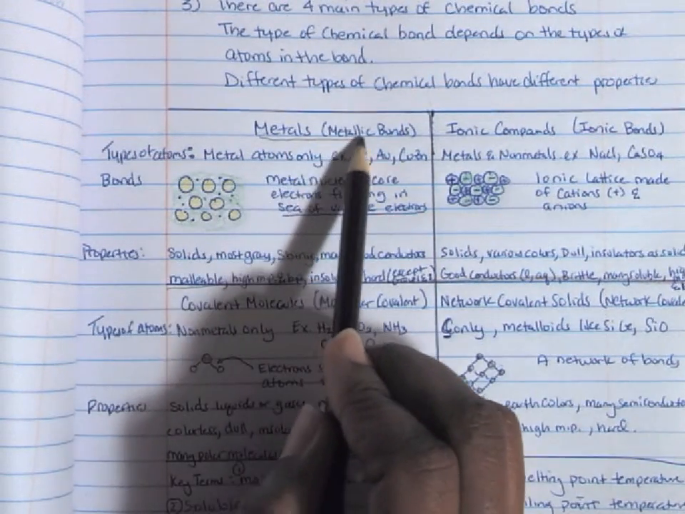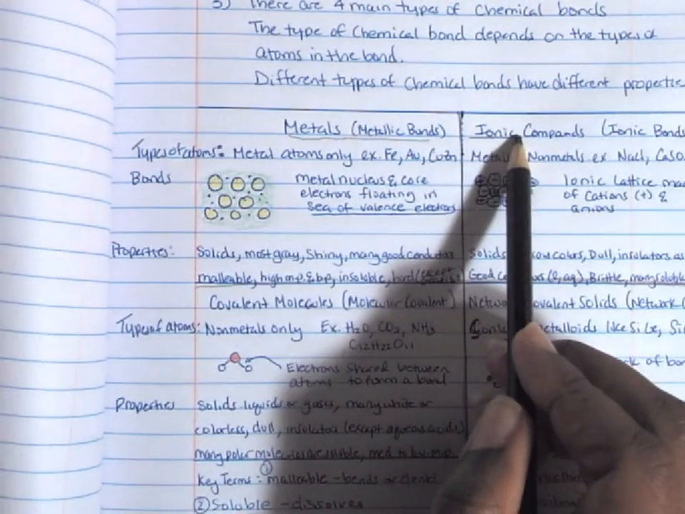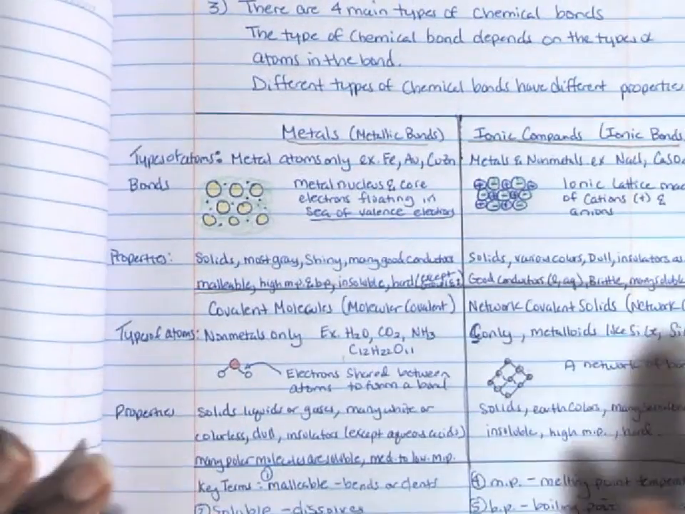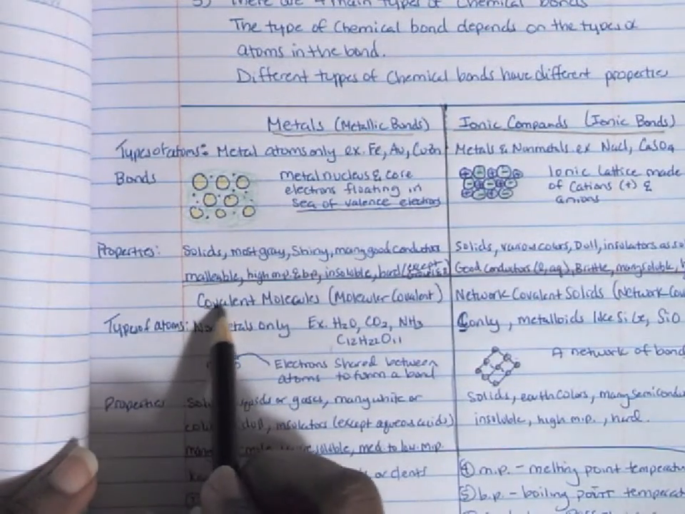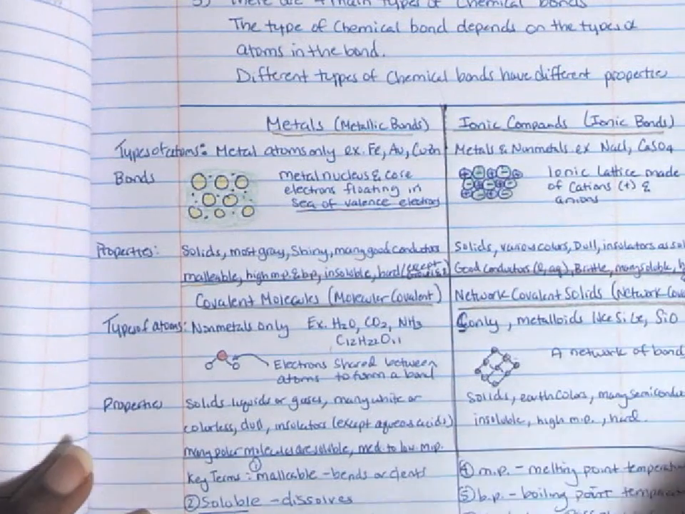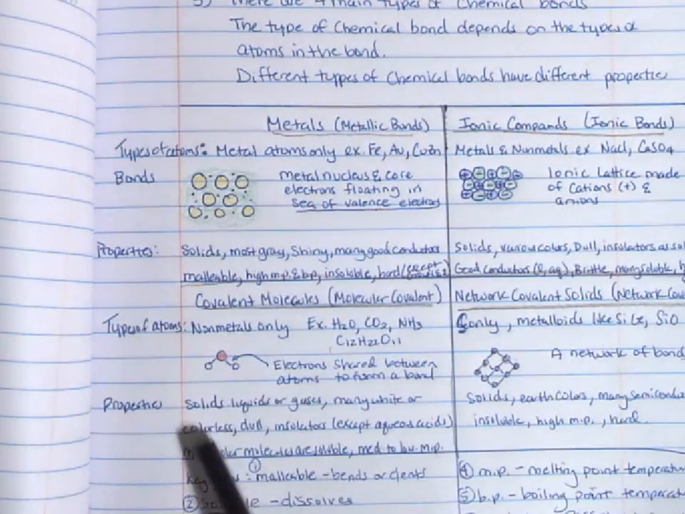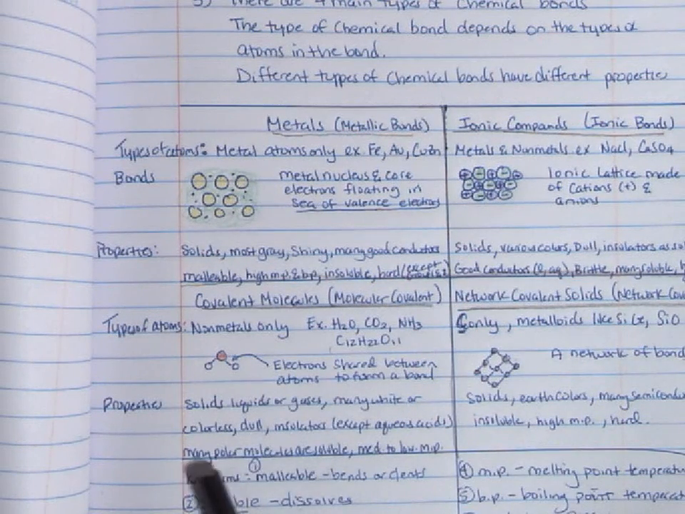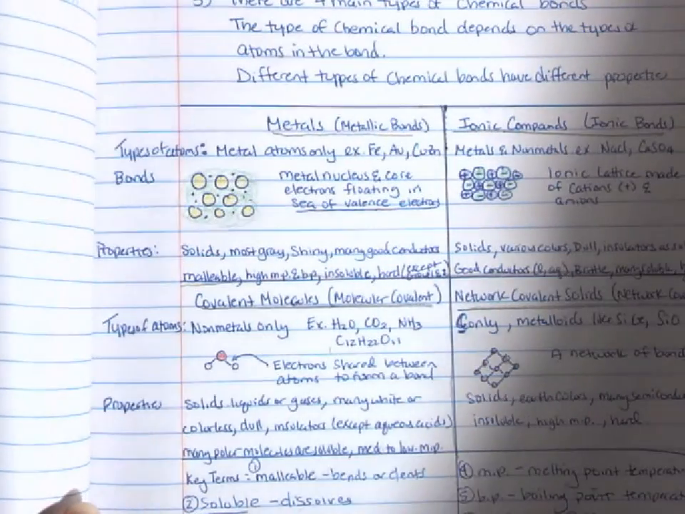So we have metallic bonds, which make metals, ionic bonds, which make ionic compounds, covalent, molecular covalent bonds, and network covalent bonds, okay? So we're going to focus on one at a time, but this is sort of the general setup. And then here at the bottom, I have some key terms, which we'll go into later. So let's zoom in on our first type.